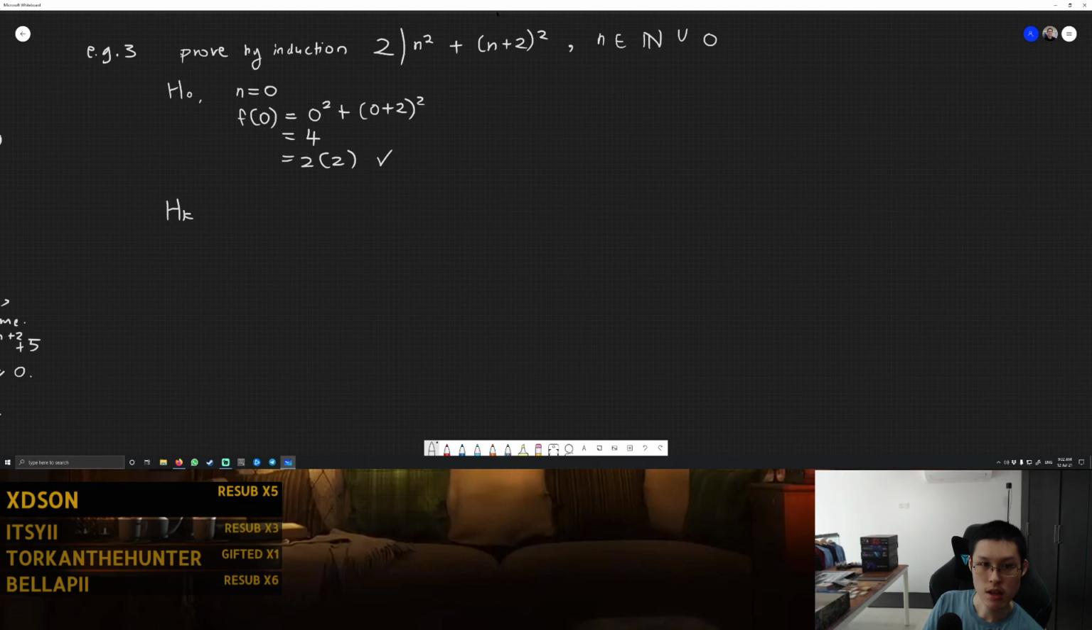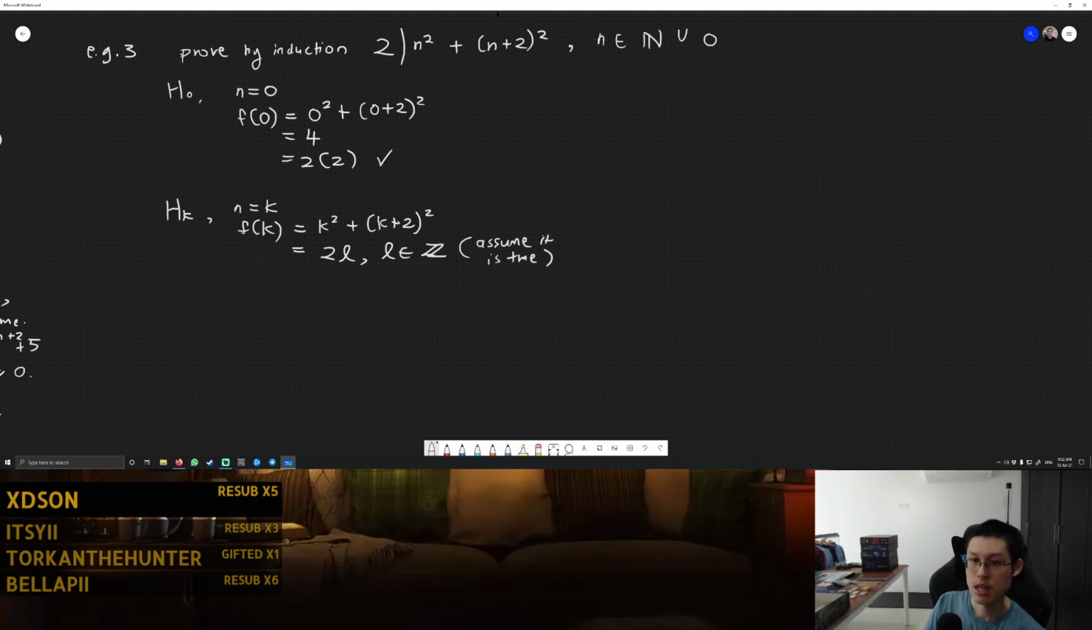Okay, and then for the k case, we're going to get n equals k. Therefore, fk must be equal to k squared plus k plus 2 squared. And we're going to assume that this is in fact equal to 2L, where L is some integer. Assume it is true. You don't really have to write this, but I'm just writing it for clarity's sake. Anyway, let's do k plus 1. K plus 1 is going to be fk plus 1 minus fk.